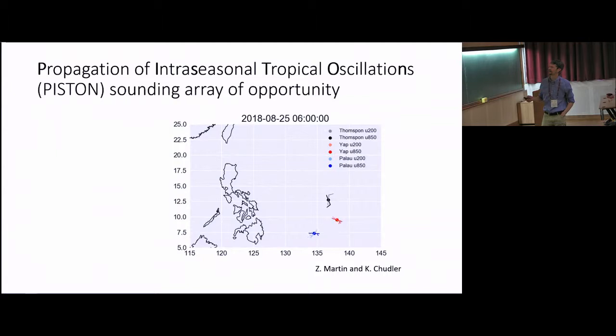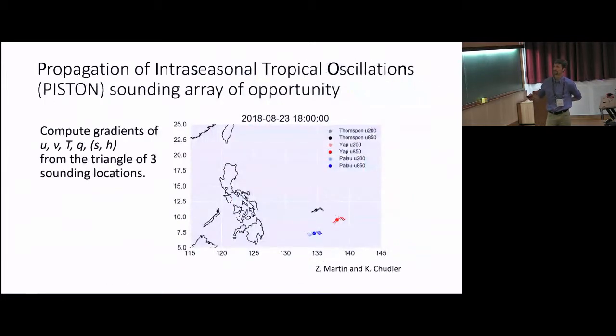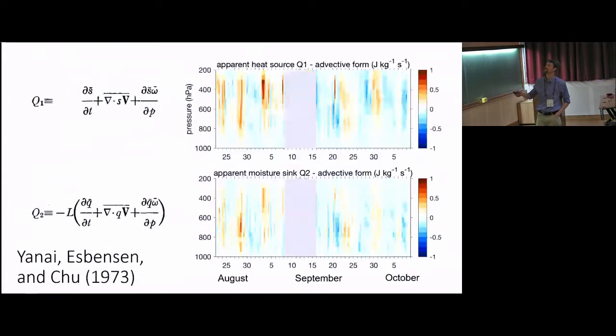Okay, so we had an opportunity, the moving arrows here, the black one is the ship. We had an opportunity to use the Palau soundings and the Yap Island soundings to make a sounding array, so we can actually compute divergences when they made a nicely shaped triangle for our operation. So we can compute the gradients of the winds, the temperature, and the humidity, and do budgets for a polygon, a triangle in this case, of these three stations.